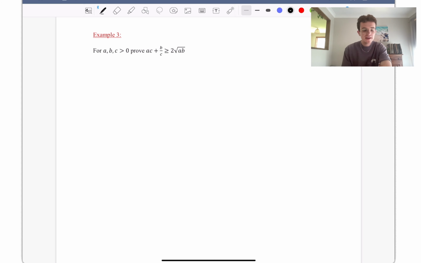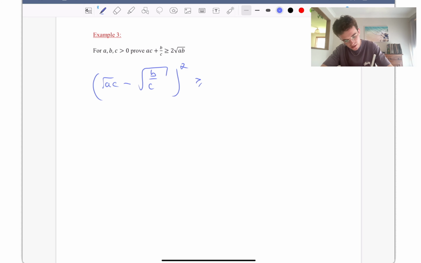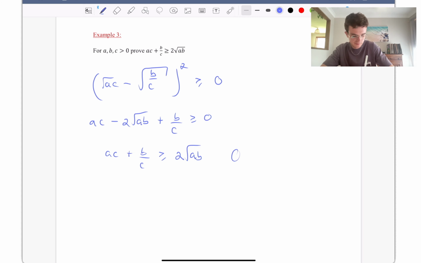Example 3, we've got for a, b and c being greater than 0, prove that ac on b plus b on c is greater than or equal to 2 root ab. Okay, let's do the first strategy. We're going to look at the difference of the square roots. Root ac minus root b on c squared, and we know that's greater than or equal to 0. If we square that, we get ac minus 2 root ab plus b on c is greater than or equal to 0, plus the 2 root ab, we get ac plus b on c is greater than or equal to 2 root ab. Done.